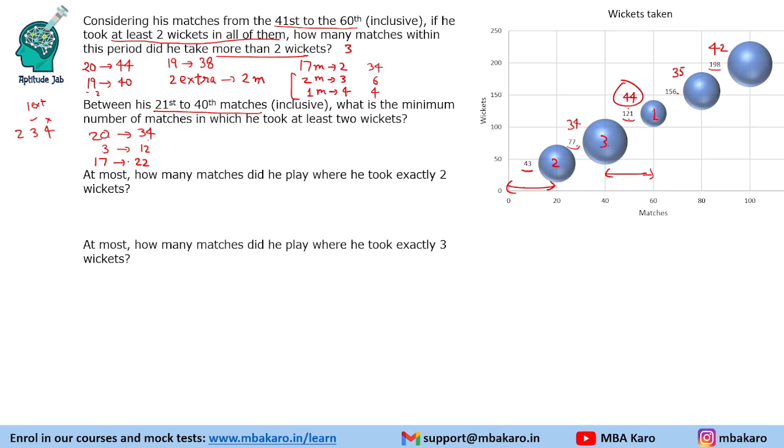Now, suppose he takes one wicket in each match. So in 17 matches, he will take 17 wickets. We need 5 extra, right? We need 5 extra. So 5 extra means 1 extra each.